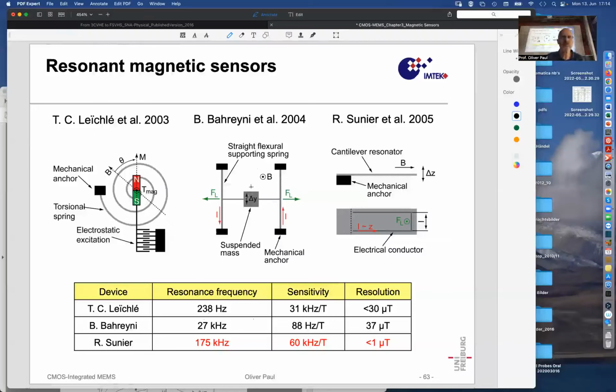The natural resonance frequency of this resonator is 27 kilohertz. Much higher, less immune to other frequencies that surround us. It's beyond the acoustic frequencies to which we are sensitive. And then it is said to have a sensitivity of 88 hertz per Tesla, which is not too impressive. But yet he says that he's able to resolve 37 microtesla.